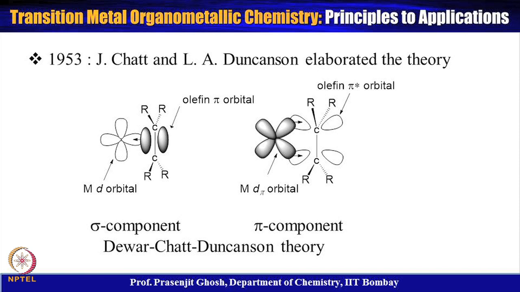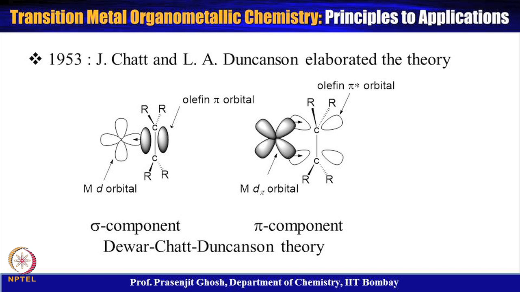In 1953, J. Chatt and L. A. Duncanson elaborated the theory and came up with the Dewar-Chatt-Duncanson theory. This theory explained how the bonding happened in Zeise's salt, which was discovered in 1827, about 100 years earlier. This was a very fascinating discovery at that time, because it was found that during the alkene-metal interaction, there are actually two interactions happening.